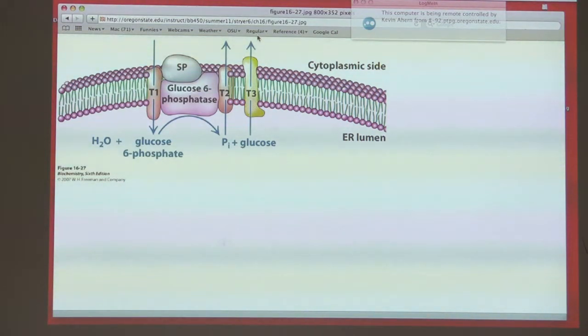Any thoughts? What's that? Aldolase? No, not aldolase. Hexokinase could grab that guy and start breaking that glucose down. Then the body would never get the glucose.